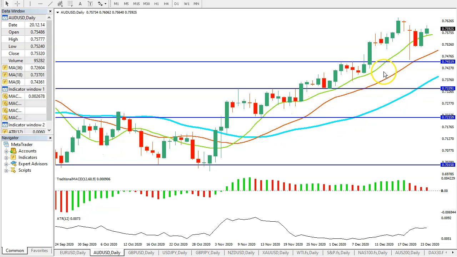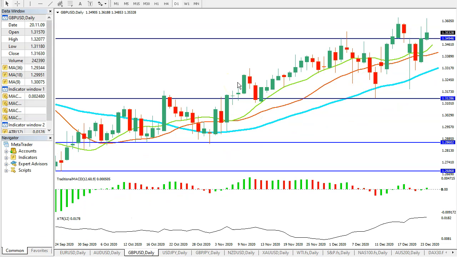On the Australian dollar, the price bounced from this level with a very long pin bar. So this is a strong support level. We will still be looking for long setups around this level for going long, since the trend remains upwards.